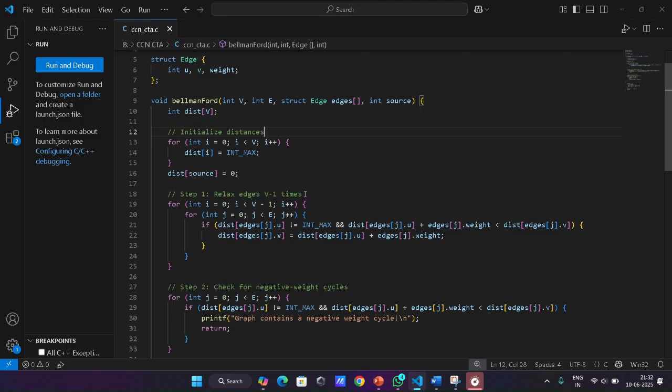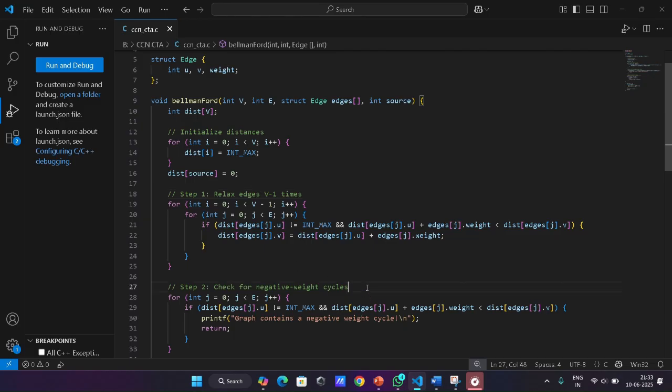Now coming on to relaxing edges. Edges are relaxed V minus 1 times. What exactly happens here? The Bellman Ford algorithm requires V minus 1 iterations to ensure the shortest paths are correctly calculated. In each iteration, it relaxes every edge. If the current shortest path to vertex u is not infinity, and if the new path via u to v is shorter, update the distance to v.